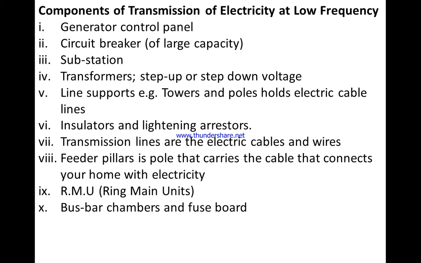Then we have insulators and lightning arrestors which ensure that the electricity does not overflow to where it is not required, so that people do not experience any electric shock. Insulators are installed at the top of the poles to insulate the electric wire from the poles which are holding the wires themselves. Then of course we have the transmission lines, which are cables and wires which actually carry the electricity itself.